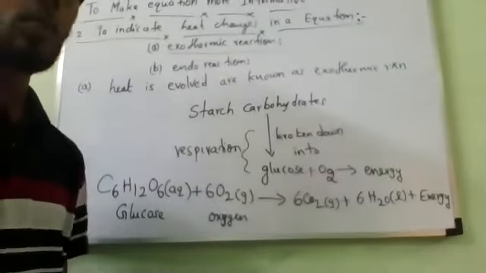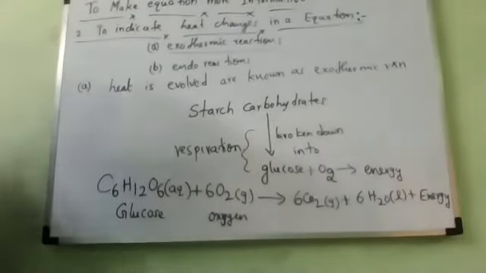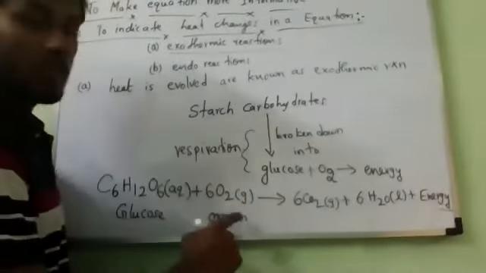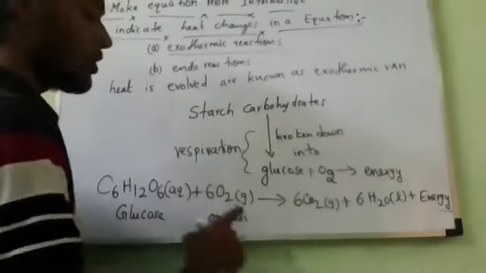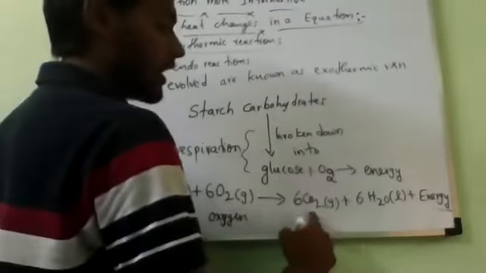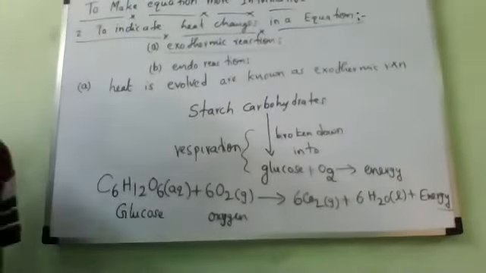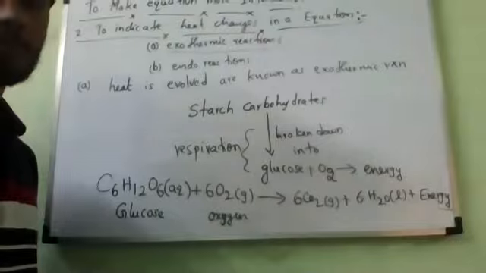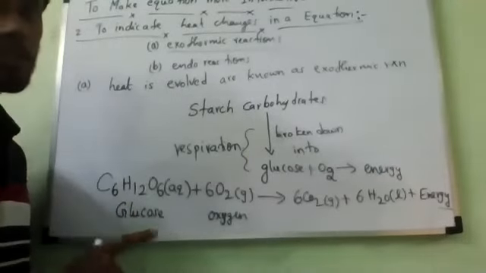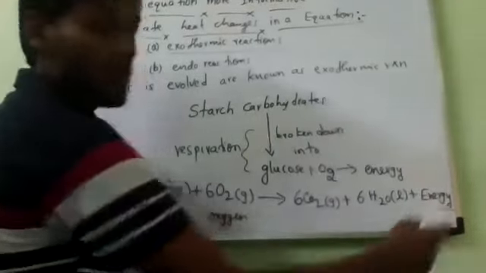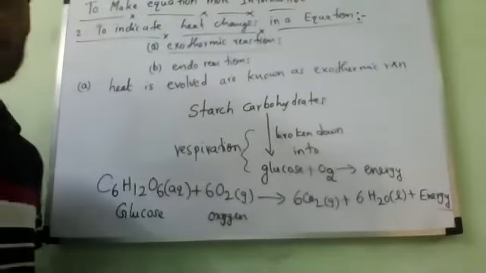Why is respiration known as an exothermic reaction? Because heat is released in it. When the combustion reaction takes place between glucose and oxygen, they produce carbon dioxide, water and energy. That is why it is known as an exothermic reaction. Is it okay? Clear? Yes, sir. So that is the reason respiration is an exothermic process, because energy is produced during this process.